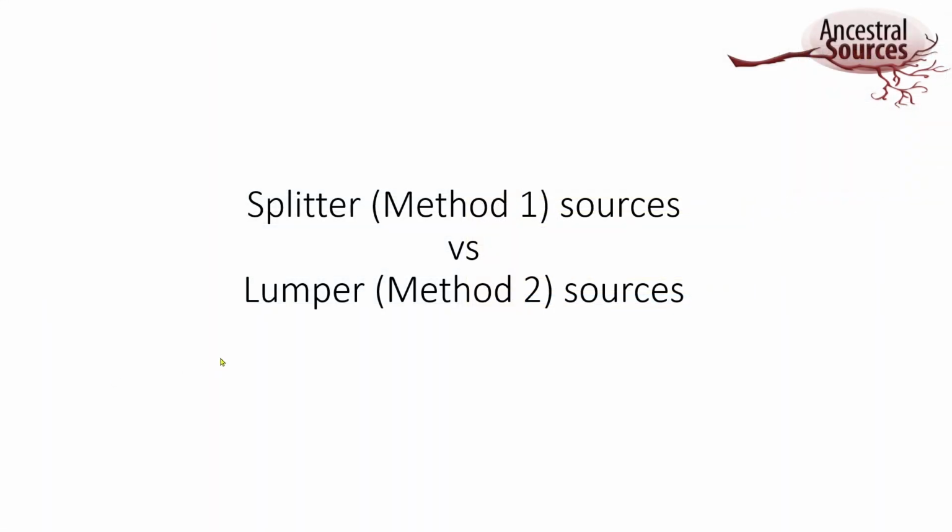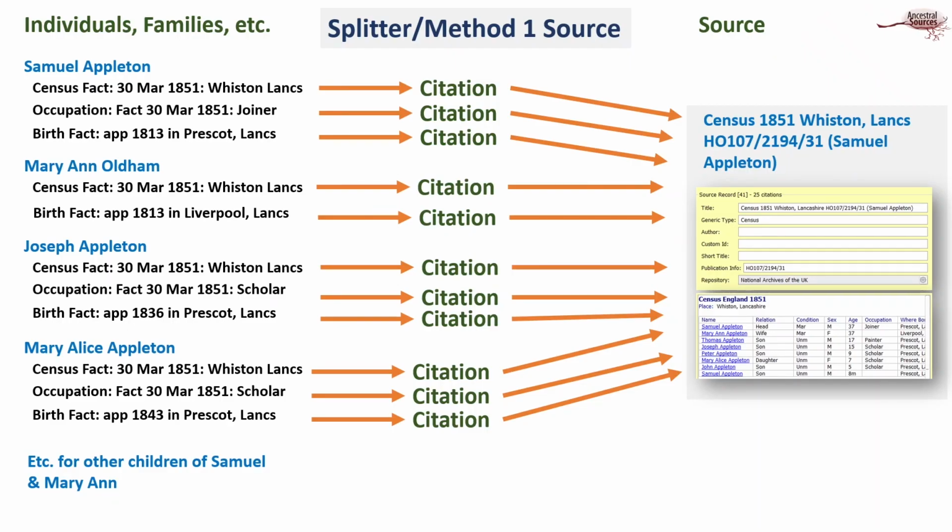Splitter, method 1 sources, versus lumper, method 2 sources. So back to the example that we looked at before for Samuel Appleton's family. This is an example of what we would call a splitter or method 1 source. What this means is that we have a source for every, in this case, every census household.